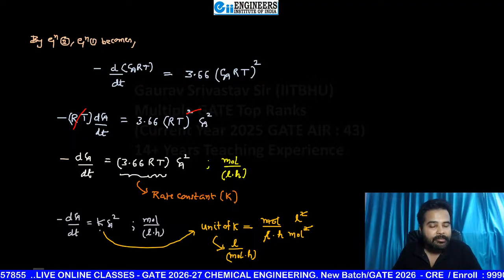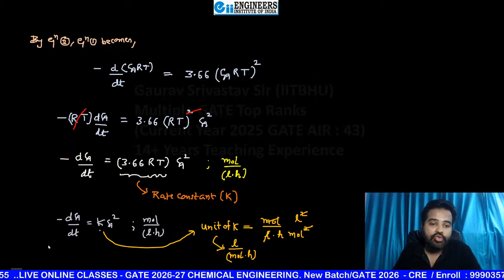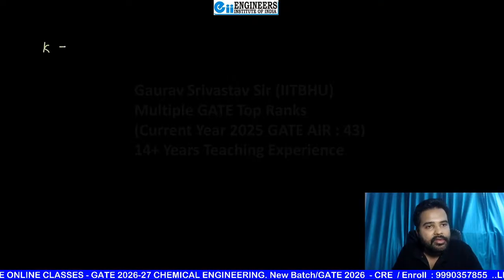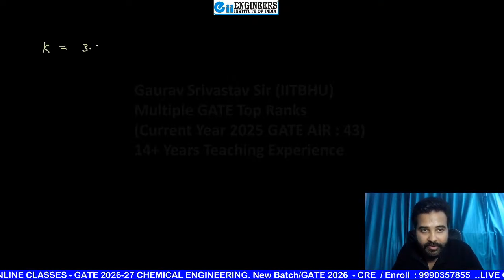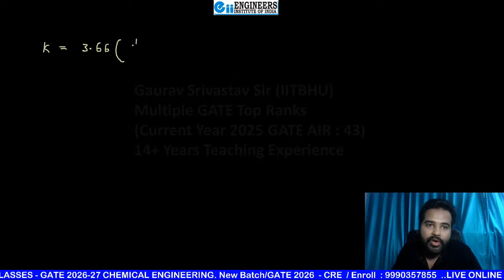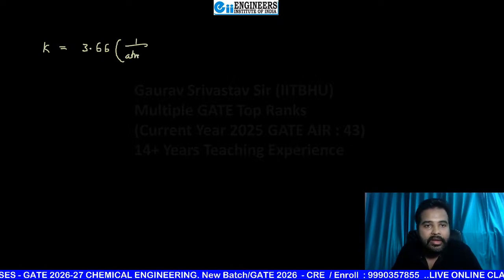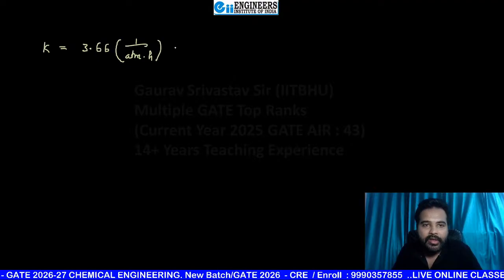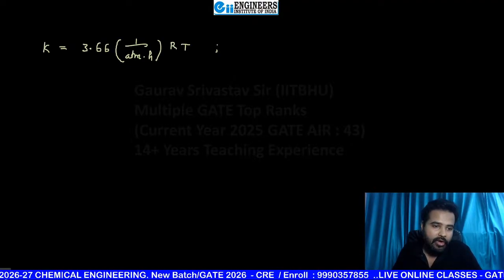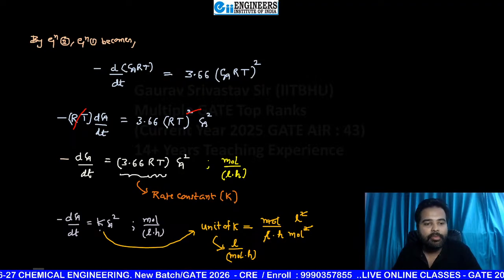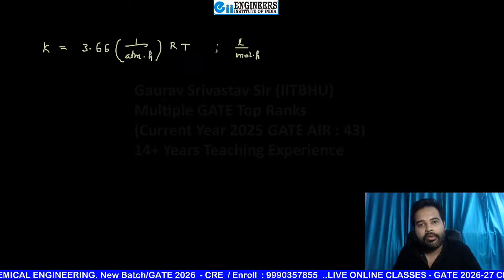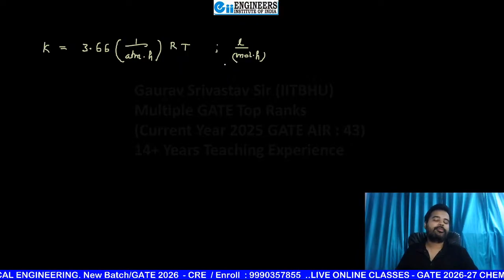That means, beta, this time the k that you got is 3.66. But wait, this is not just 3.66. You know the unit of 3.66 is 1 upon atm per hour, into R into T. Now the overall unit of k we want is liter per mole per hour.